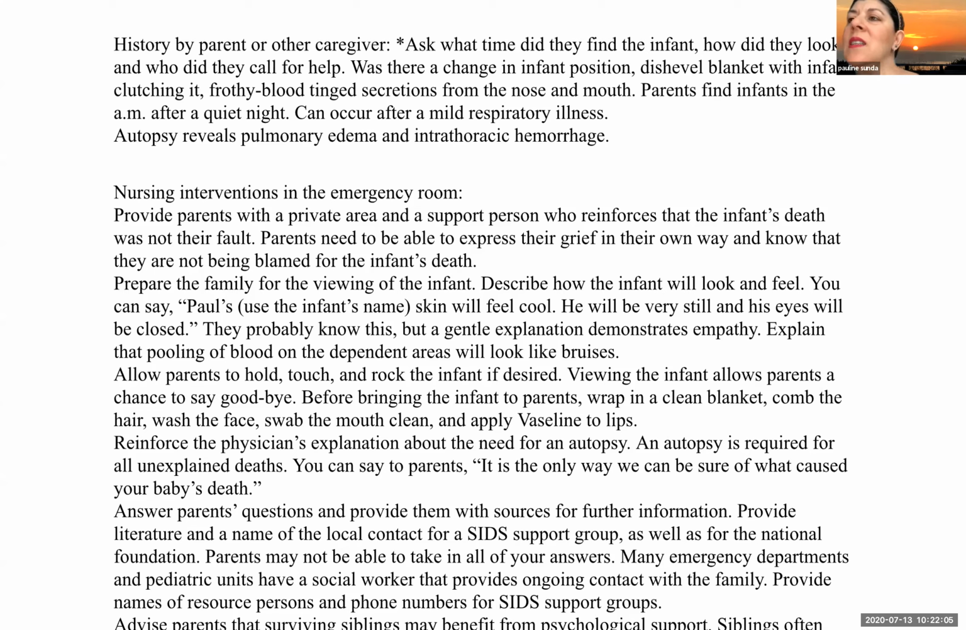Was the blanket disheveled? Was the infant clutching it? Was there frothy blood-tinted secretions from the nose and mouth? Often the parents will find the infant in the morning after a quiet night. Often this also can occur after a mild respiratory illness. An autopsy typically reveals pulmonary edema and intrathoracic hemorrhage.